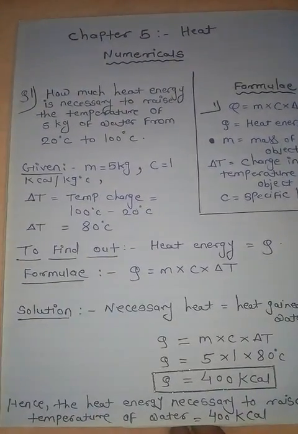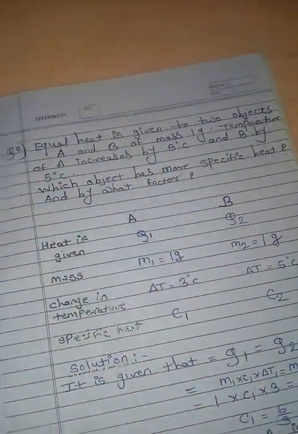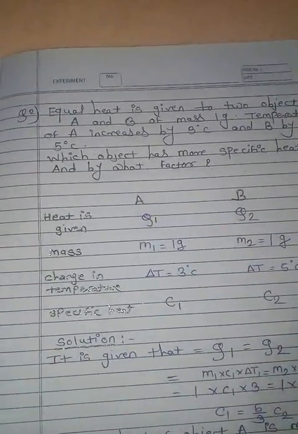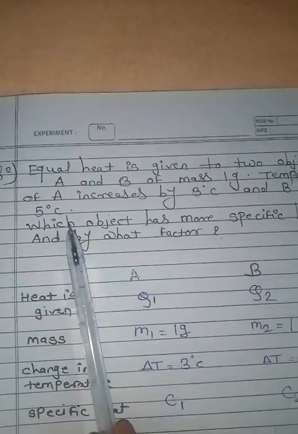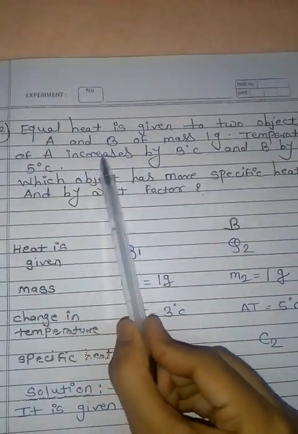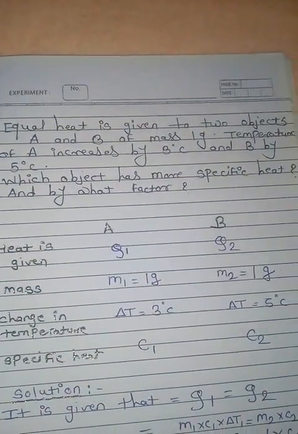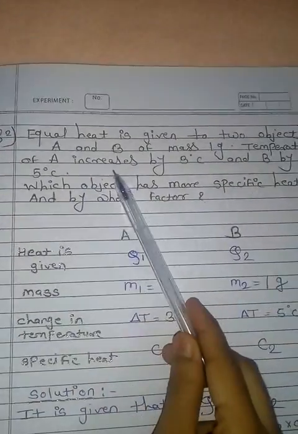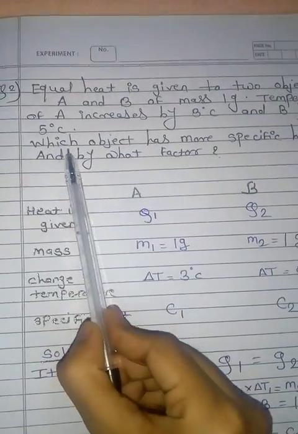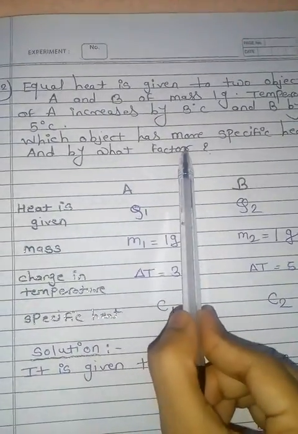So this is the one question. Then we move to the second question, which is the first question in the unsolved numericals of your textbook. What is given? Equal heat is given to two objects A and B of mass 1 gram. The temperature of A increases by 3 degrees Celsius and B by 5 degrees Celsius. Which object has more specific heat and by what factor?